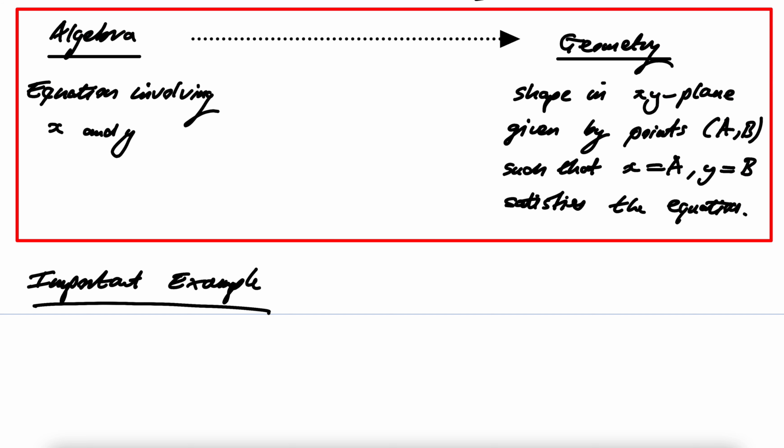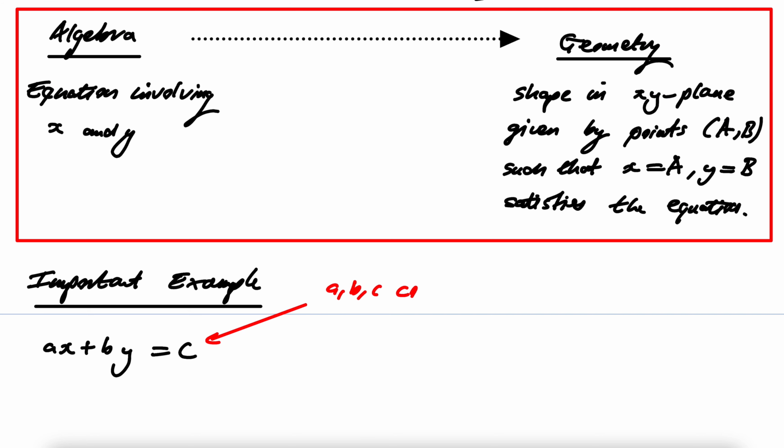A really important example is if I give you an equation, let's say of the form ax + by = c. Let me use lowercase, because I don't want to get it confused with my statement in the box. So a, b, and c here are constants, some fixed numbers.